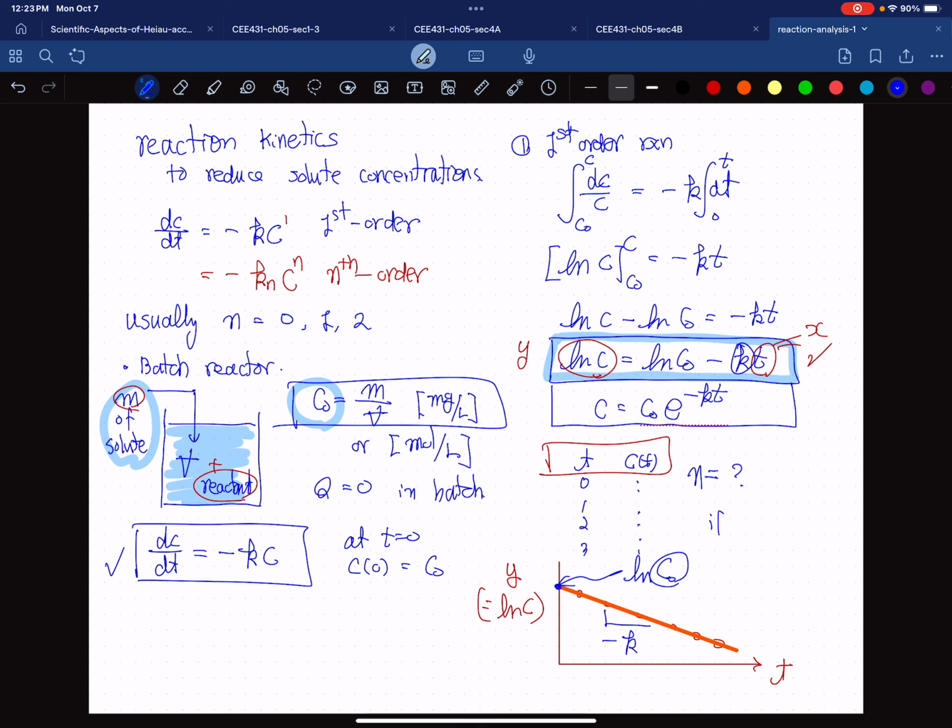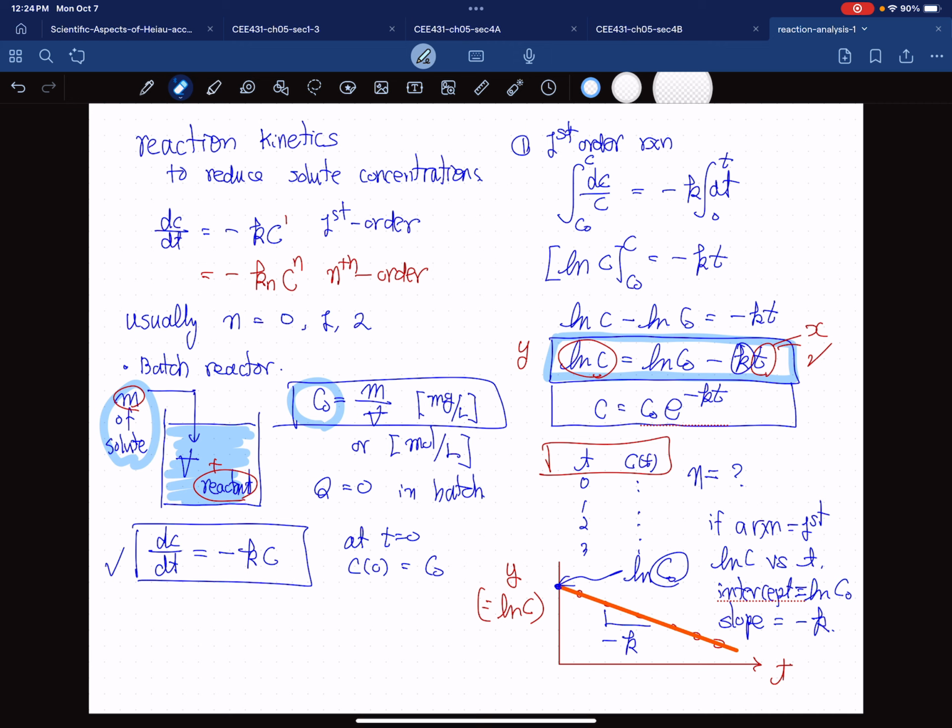Therefore, if a reaction is first order, then you plot natural log C versus time t, and then your intercept should be natural log of C naught, the initial concentration, and your slope would be negative k. So this is how we estimate the reaction constant k value.